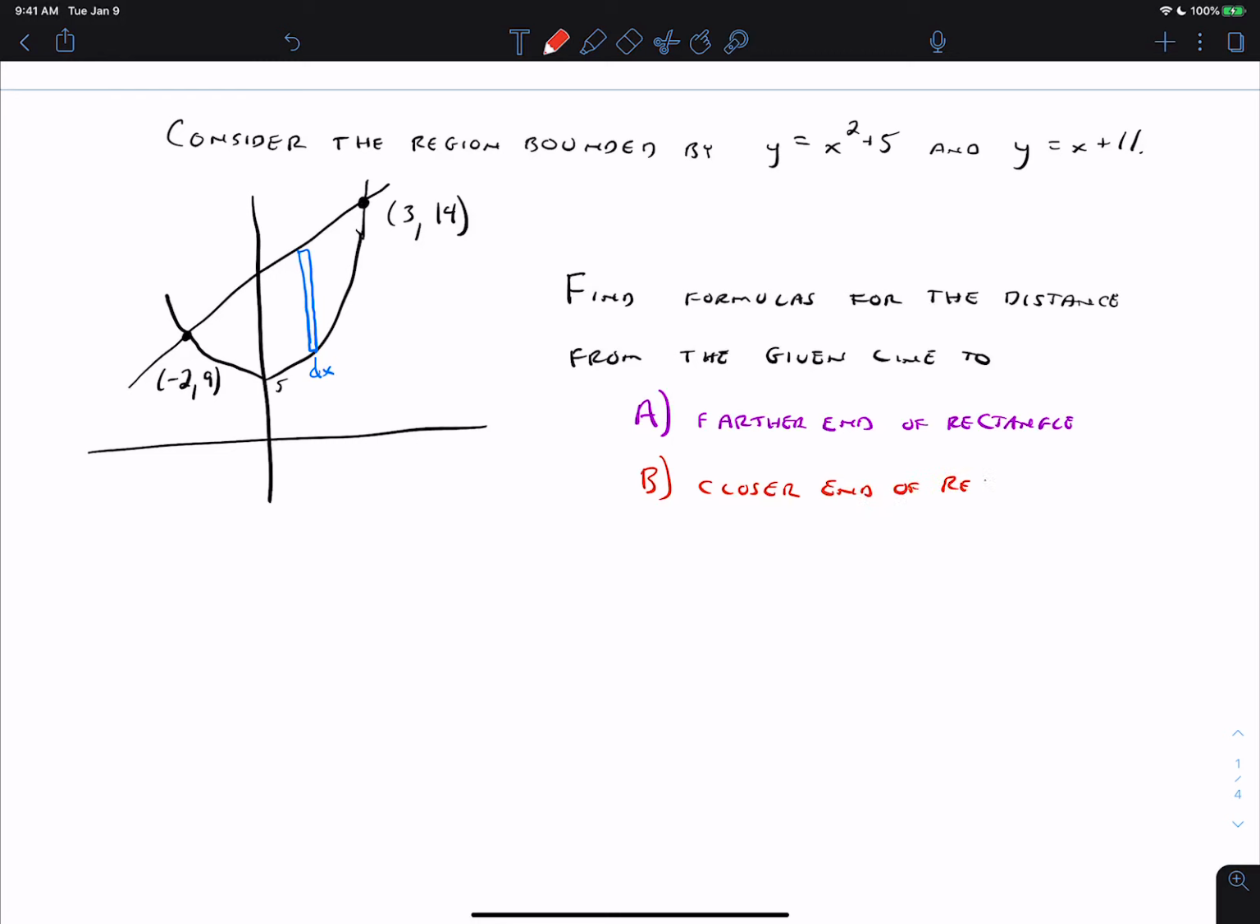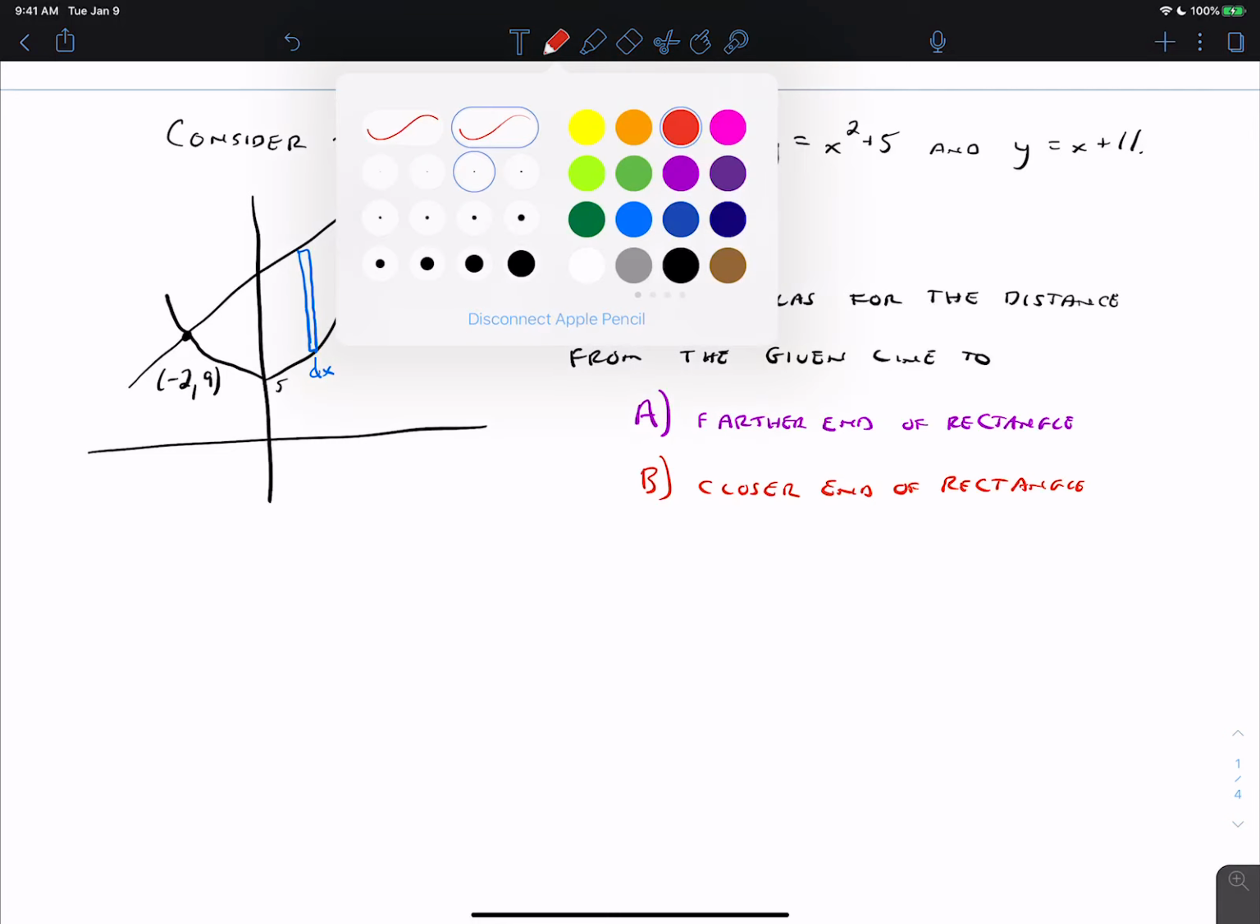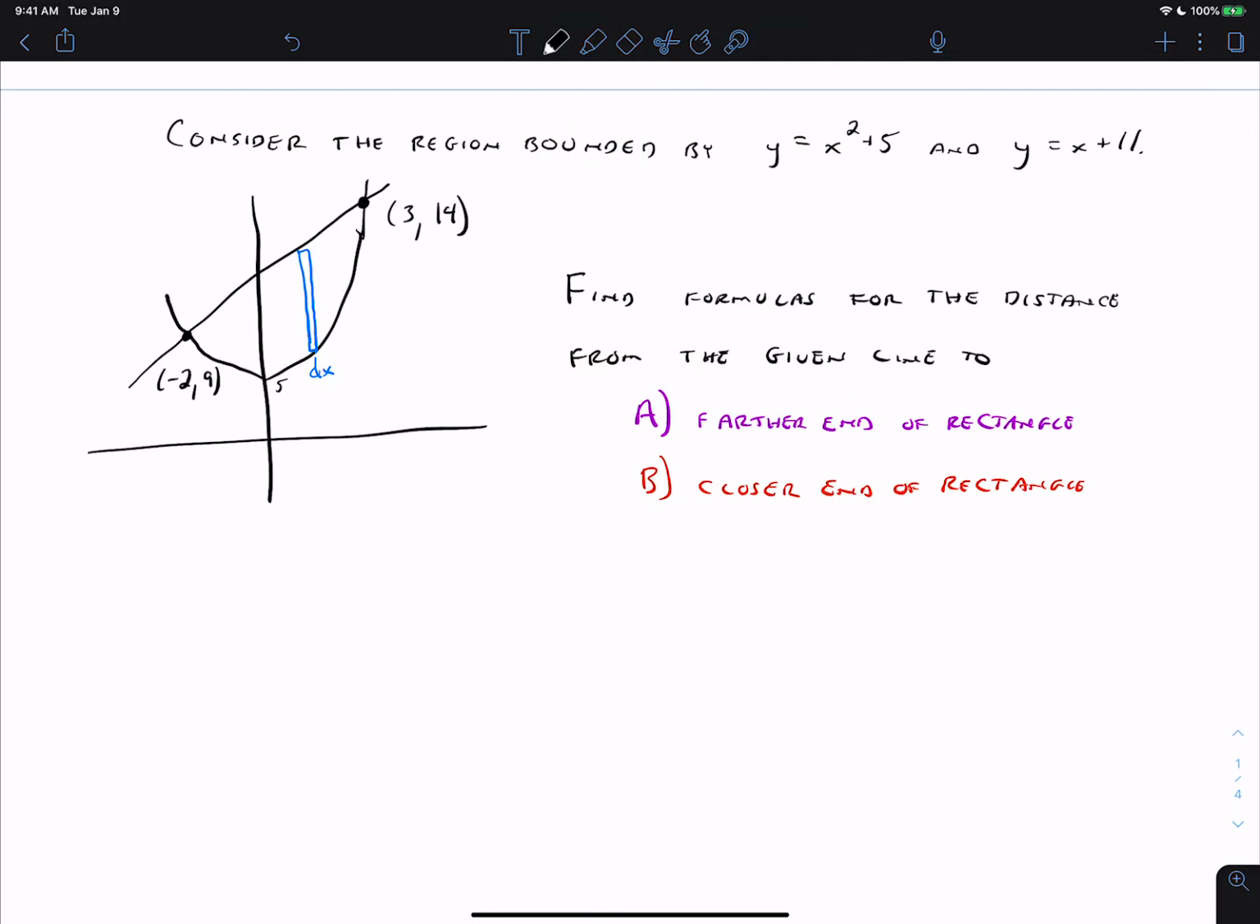Okay, so we're going to do a few problems. Number 1 is going to be y equals 20. What I'm asking is, let's find a formula for the distance from the given line, which is y equals 20, to the farther end of the rectangle and from y equals 20 to the closer end of the rectangle. Okay, so let's look at y equals 20.